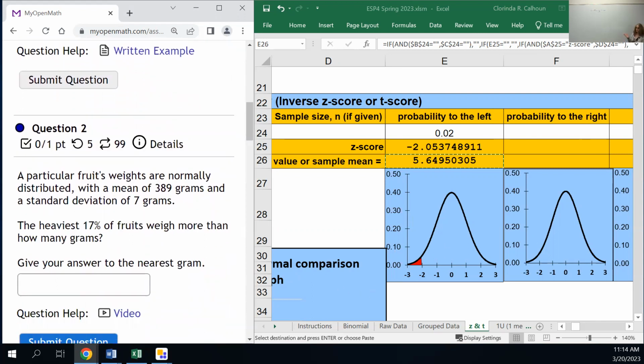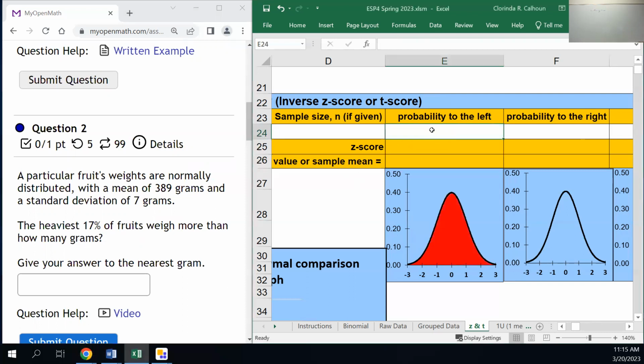It's about fruit. A particular fruit's weights are normally distributed, and they give you the mean in grams and the standard deviation in grams. The heaviest certain percent of fruits weigh more than how many grams. So we're looking for grams, so we're looking for the value. So our percentage, since it says more than, we're going to put this one in the probability to the right.